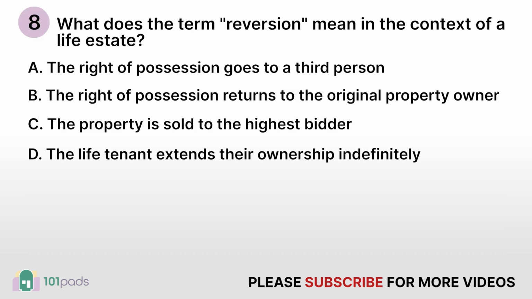What does the term reversion mean in the context of a life estate? A. The right of possession goes to a third person. B. The right of possession returns to the original property owner. C. The property is sold to the highest bidder. D. The life tenant extends their ownership indefinitely.